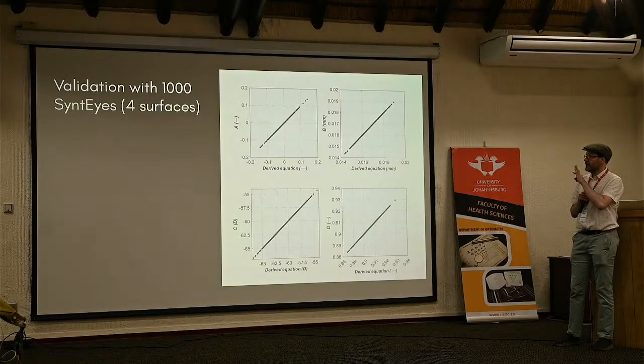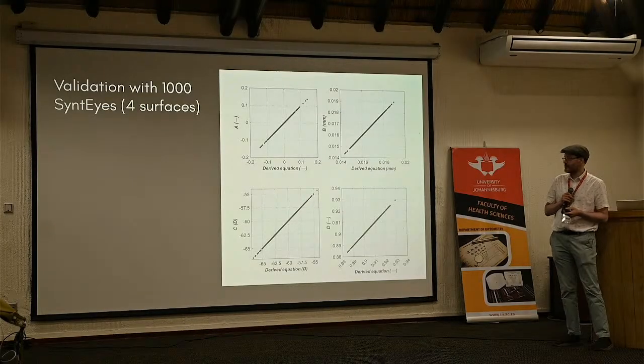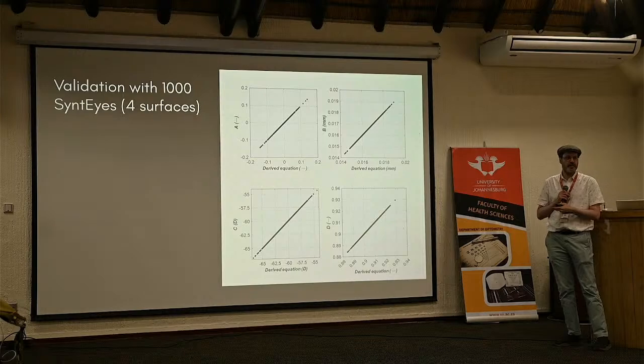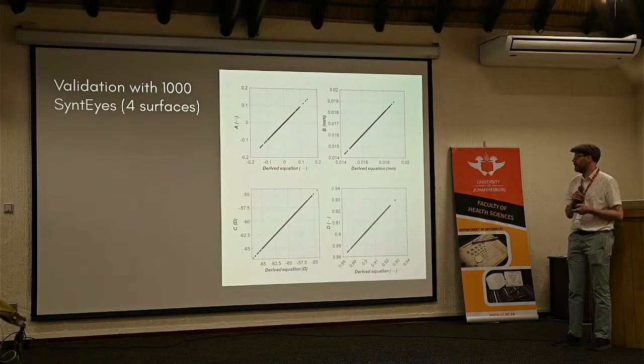So in other words, this can be expanded to more complicated versions of the eye model. We just don't have the equations yet, but we're working on it. As you can imagine, with these equations, they become complicated at the moment.